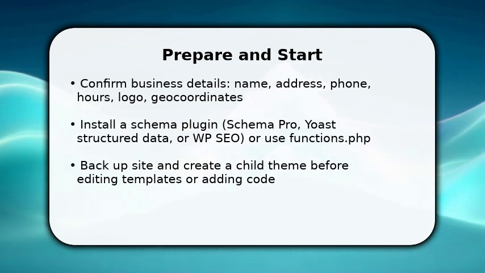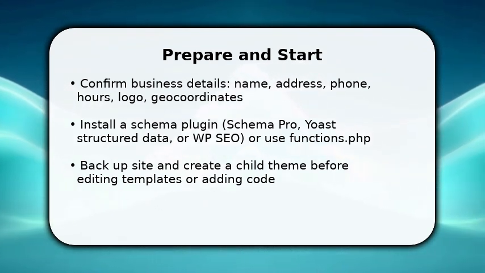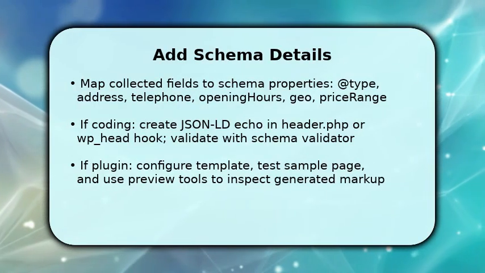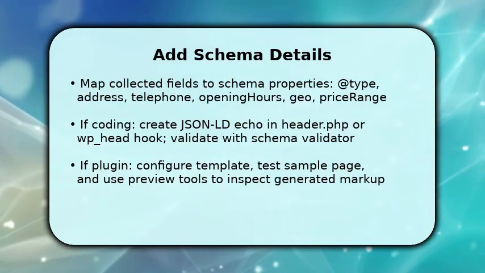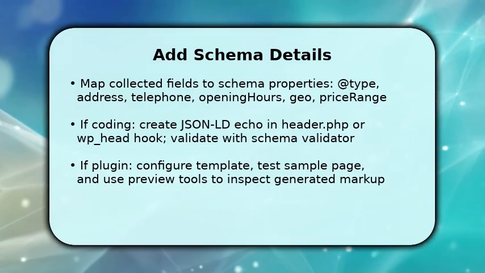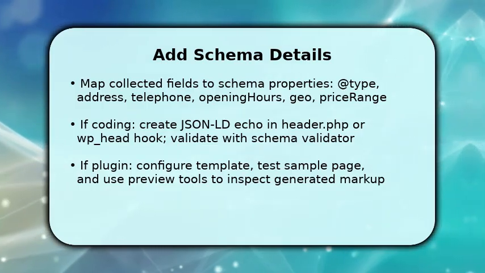You now map your collected values to schema properties. Set its type to the correct business type, fill address: street address, address locality, postal code, and include telephone, opening hours, geo, location, and price range.